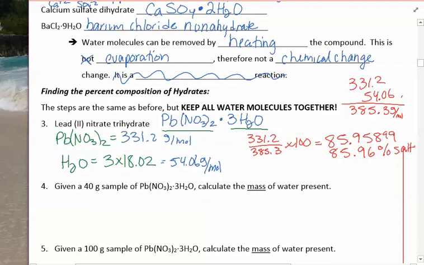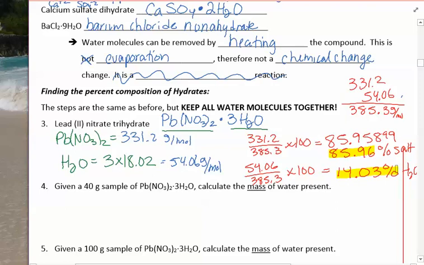And then 54.06 divided by 385.3 times 100. So again, we have 4 sig figs divided by 4 sig figs, so our answer can have 4 sig figs, and we'll end up with 14.03% H2O. So again, when you add these together, it actually adds up to 99.99, but that's close enough for our purposes.